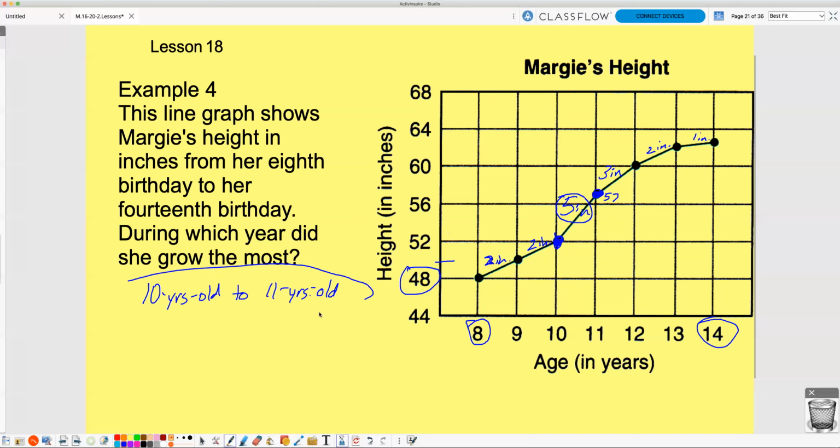Okay, there's your answer. It's using a line graph. You can see the progression. You can see if she grew or didn't grow so much, and you can tell pretty clearly when you just look at it.